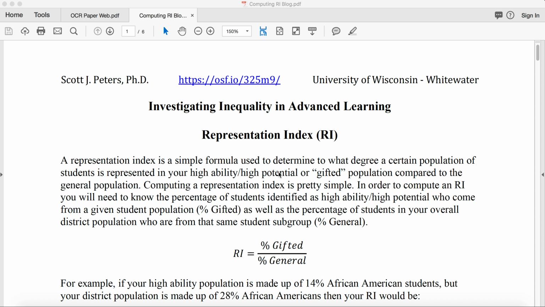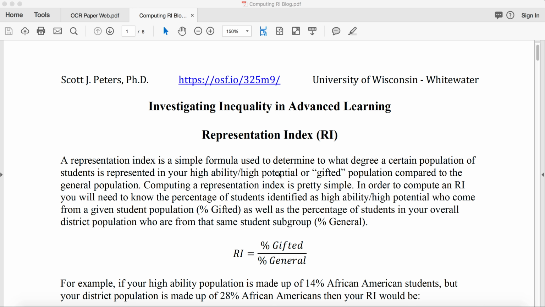I'm a faculty member at the University of Wisconsin-Whitewater, and what I'm going to talk about today is how to compute and understand the underrepresentation of certain students in your gifted and talented program. So what we're going to talk about is literally how to find the data on which student racial and ethnic groups, student disability groups, and English language learners are or are not proportionally represented in your gifted and talented program.